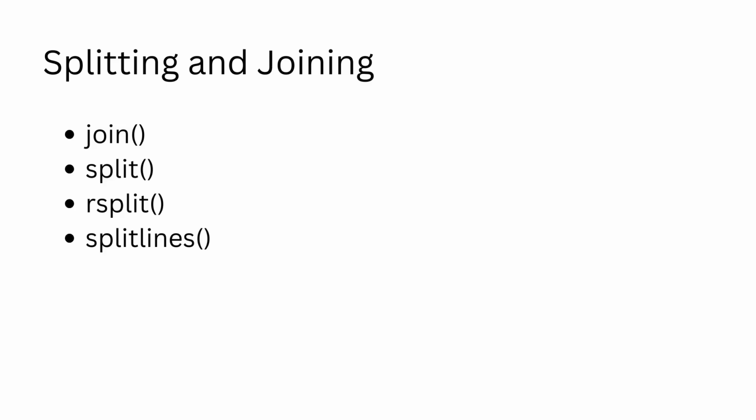Join, split, rsplit, and splitlines are the methods used for splitting and joining strings. It should be noted that joining is much different from concatenating. Concatenating two strings does not require a separate method. We can use f-strings, or the addition operator, to concatenate two or more strings. Joining is a little bit different. Let us have a look at an example to understand more.